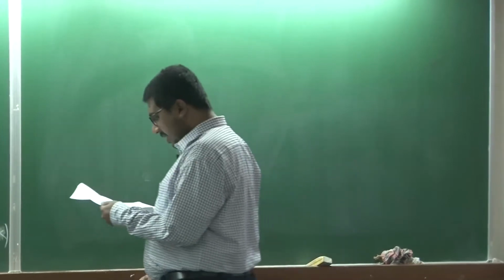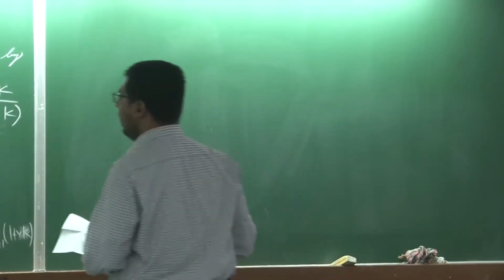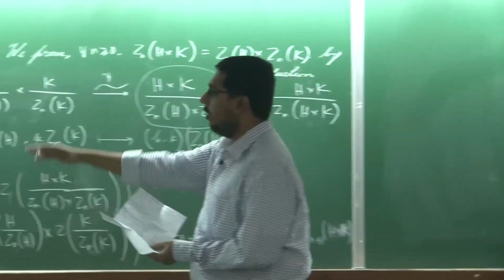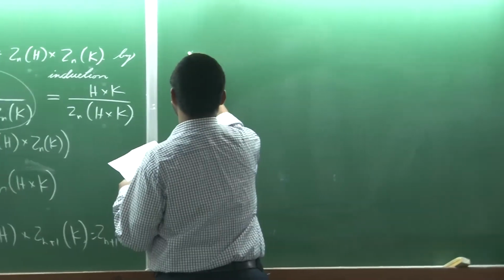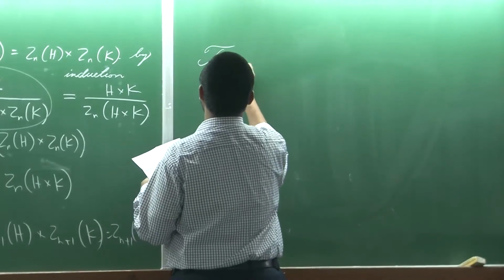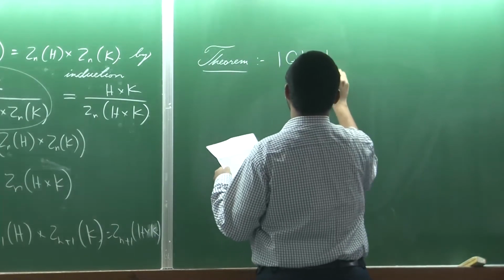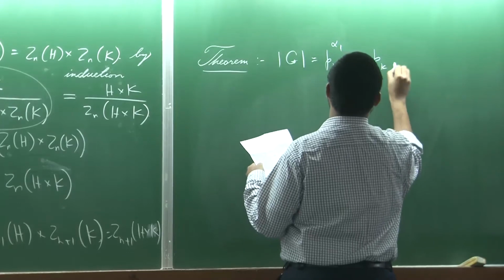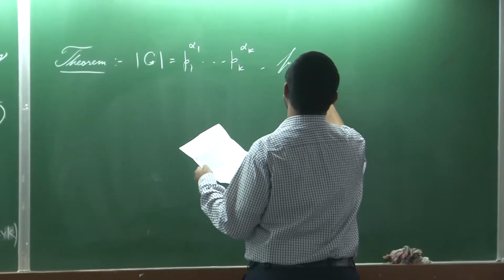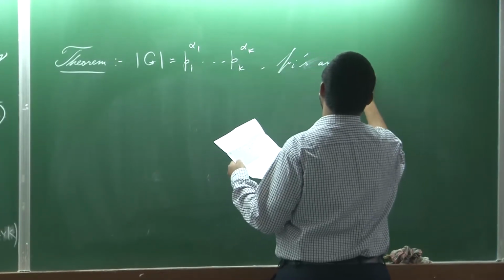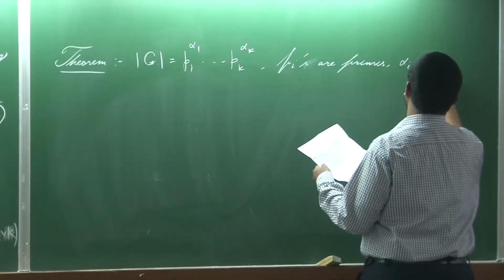Now let us try to prove what I keep on saying from the beginning, that a finite group is nilpotent if and only if it is a product of p-groups. So the main theorem that we are going to prove is the following. Let G be a group whose order is p1^α1 up to pk^αk, where the pi's are primes and the αi's are positive integers.